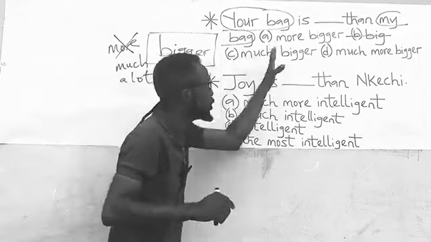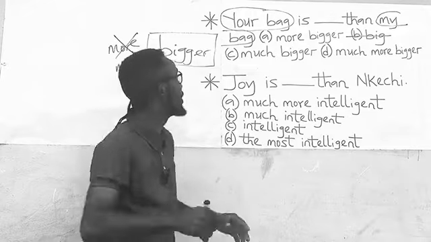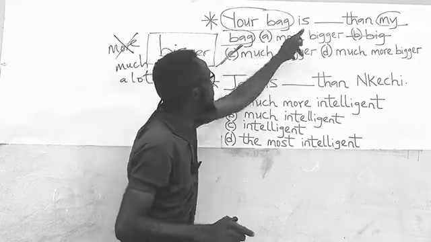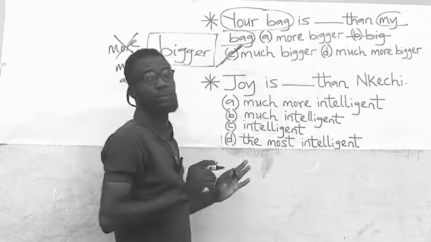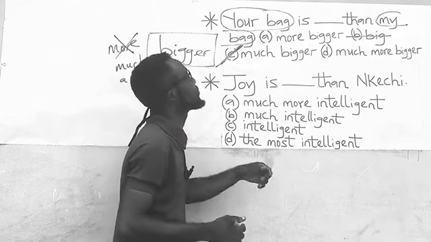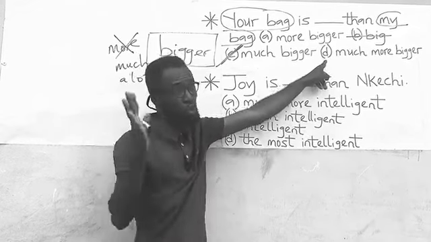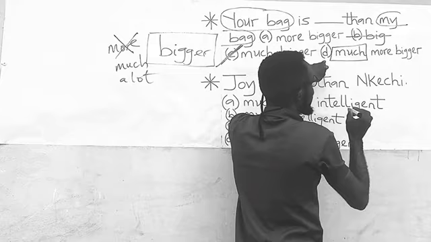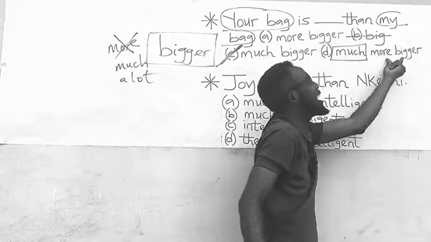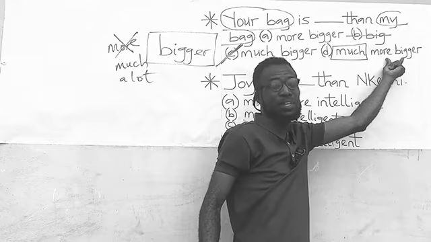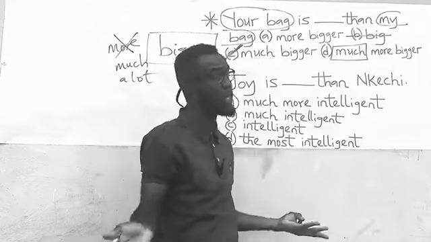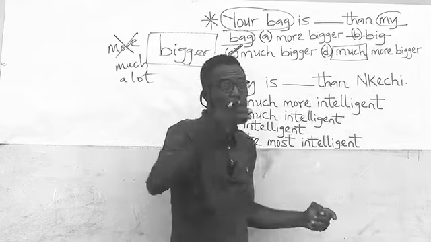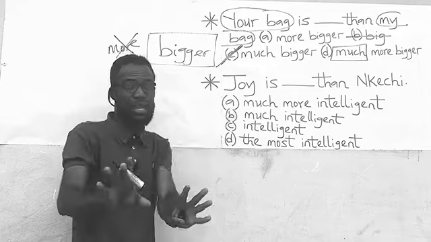So if you look at the options, you will find out that the correct option is option C. So that the question reads, your bag is much bigger than my bag. I know some of you will want to choose option D. Option D is wrong because if you remove the much, you are preceding it by, what you will have left is more bigger. And more bigger is not the comparative of big. The comparative of big is bigger, not more bigger. So what is the more doing here? That is why option D is wrong. The correct option is option C. I believe that is understood.